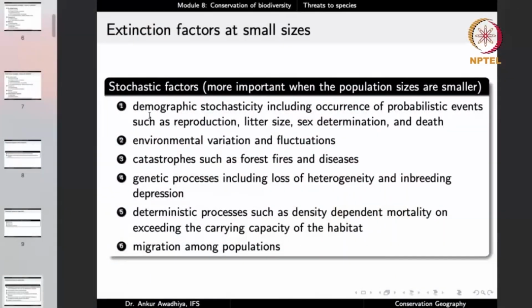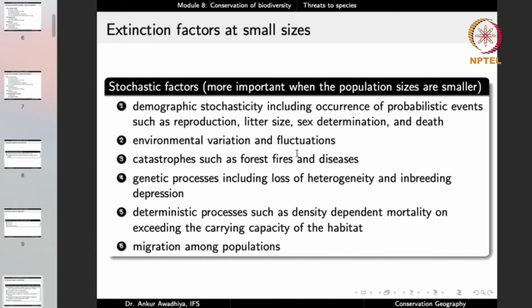But it becomes a big cause of concern in the case of smaller populations. Because in the case of very small populations, once you have a small litter size, the next generation has so few individuals that it is pushed towards extinction. So, these demographic stochasticity factors occur even in large populations, but they are not that important there because they get averaged out over several years.